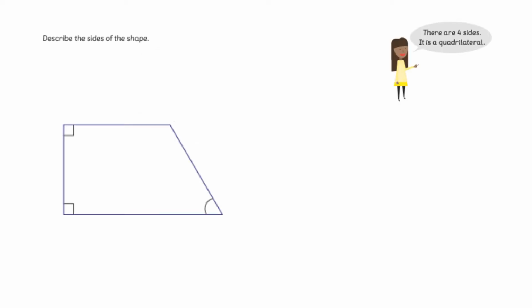Now we're going to describe the sides of the shape. We can see that there are 4 sides, which means it is a quadrilateral. My friend from Maths No Problem has suggested that we use letters to name the sides. This will mean we're able to describe them.